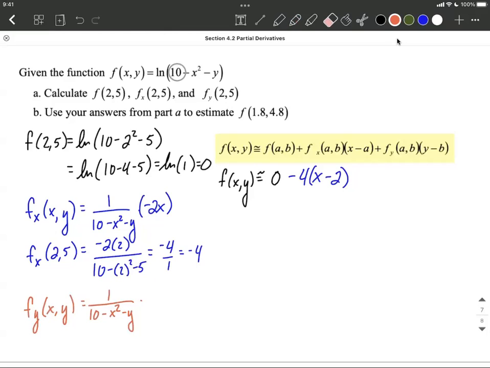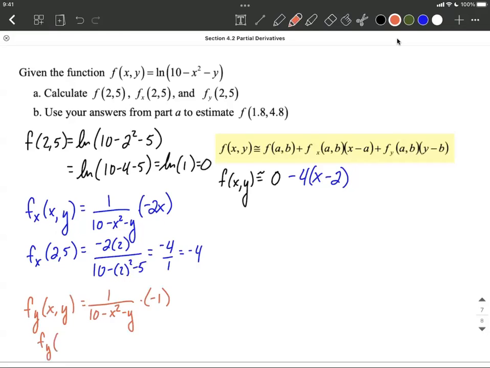One term at a time, we have 10. Its derivative is 0 because it's a constant. The middle term, we're treating this as though this is all constants. So derivative there is going to be 0 as well. But the derivative of this last term is going to be negative 1. So this times negative 1.